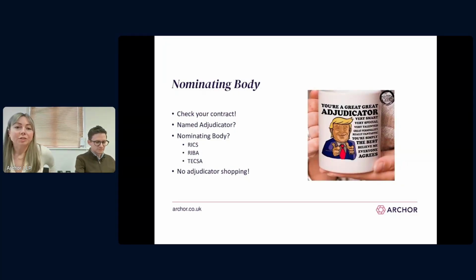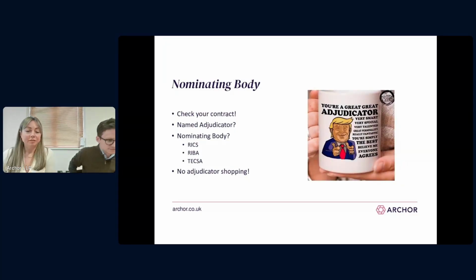So once the notice of adjudication has been validly served, the referring party will need to ensure an adjudicator is appointed to act as adjudicator and have the dispute referred to him or her. So the referring party needs to check what the contract says in relation to the nomination of an adjudicator. And this is really, really important, because if this process is carried out incorrectly, it will render the ultimate decision unenforceable. So check what your contract says.